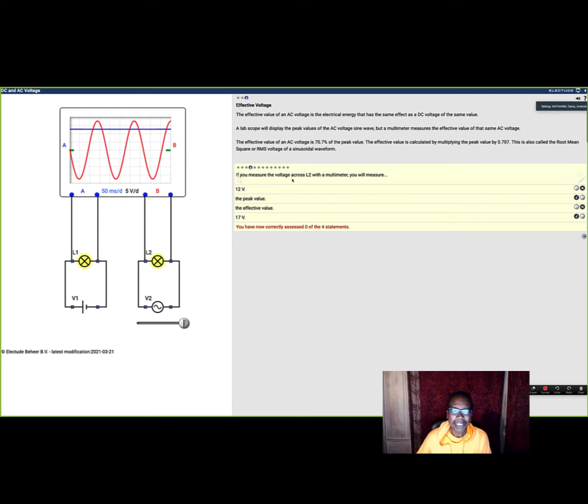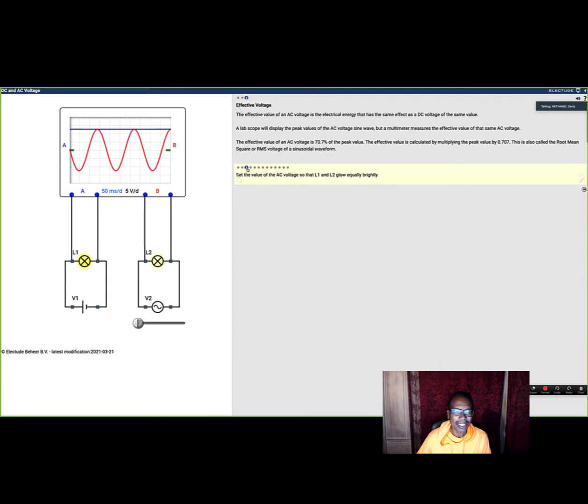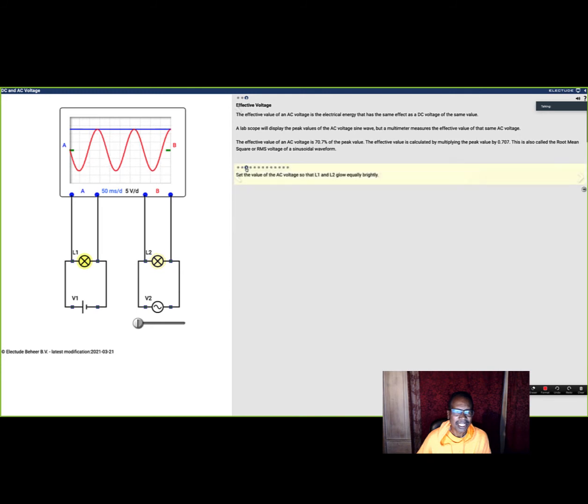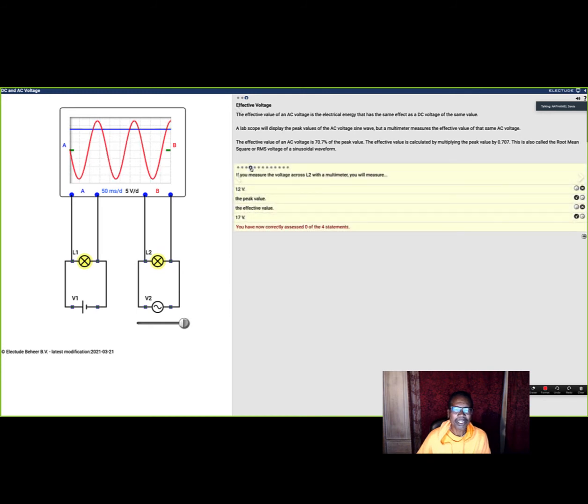If you measure the voltage across L2, it's 12 volts. All right, I'm gonna leave it right there, and I'm going number 4. It automatically switches for you. It goes all the way to the right. So if you measure the voltage across L2 with a multimeter, you will measure 12 volts. Yes.